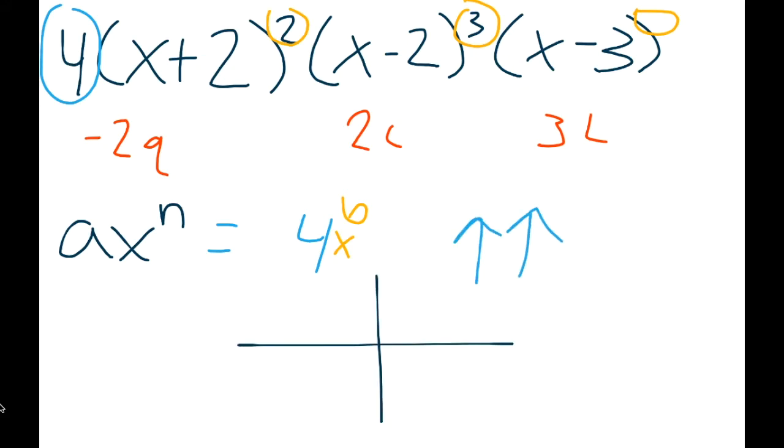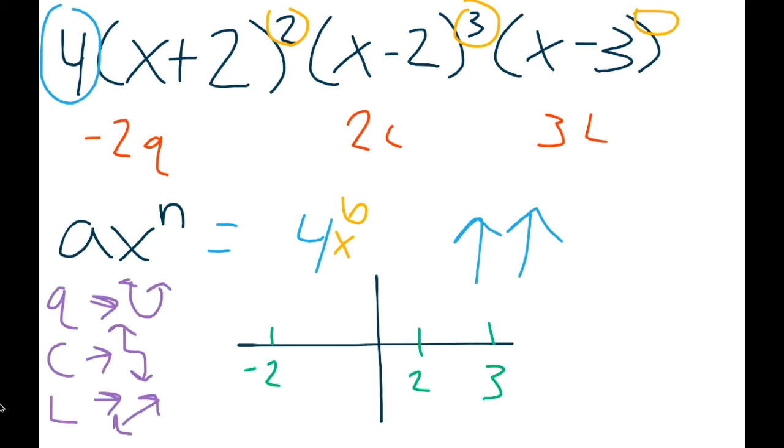Now let's take this to a graph. First, we place our roots on the graph. Negative 2, 2, and 3. A quadratic behavior always bounces. A cubic behavior always swivels through, and a linear behavior always goes directly through the point. Knowing these rules, we can then graph our line.